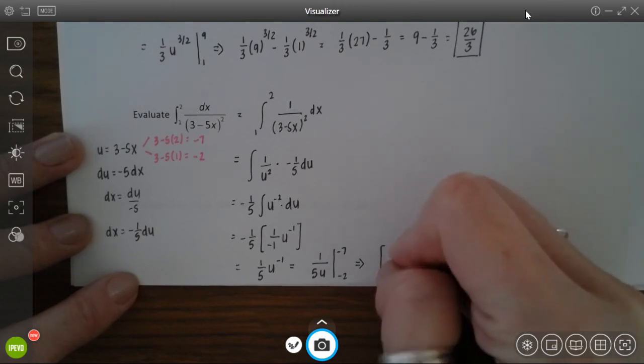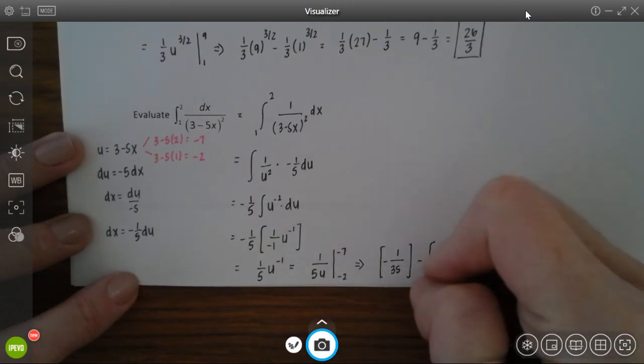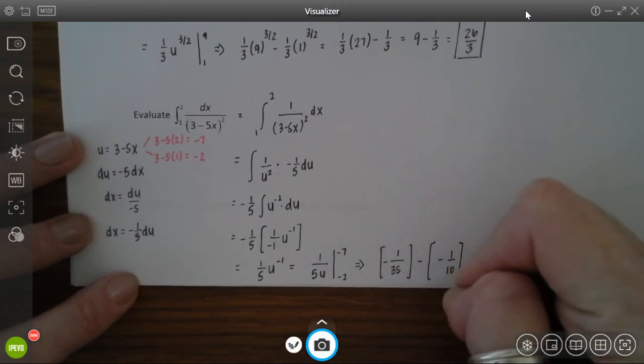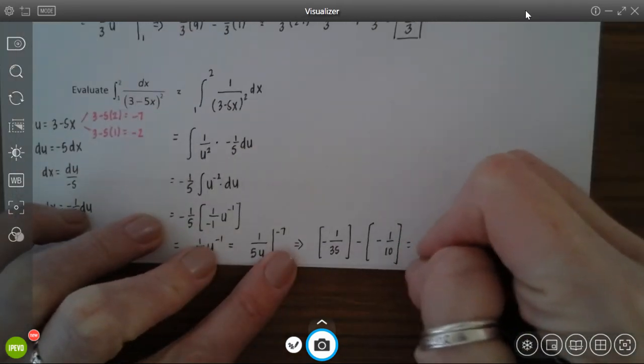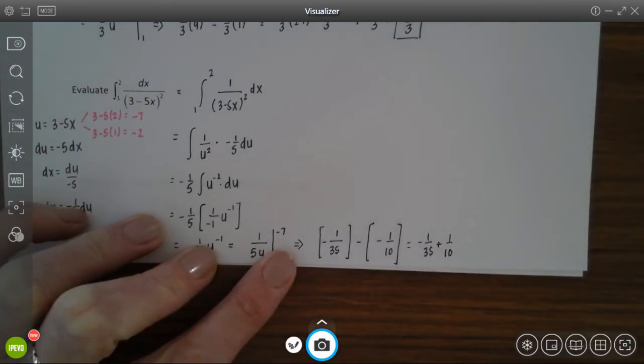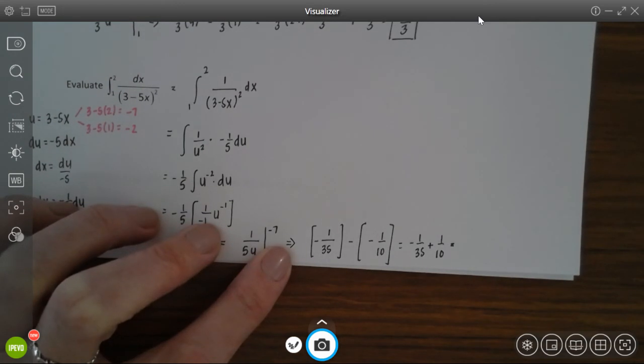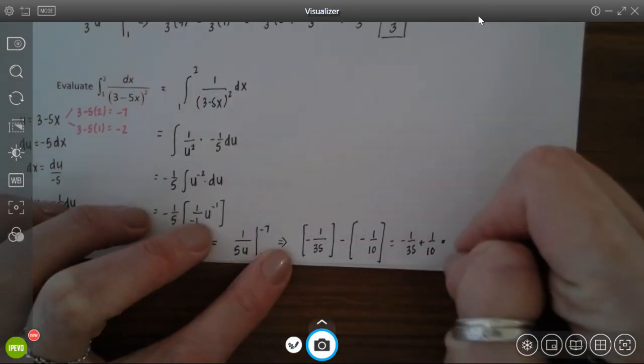So this is going to give me negative 1 over 35 as my first term. And then I want to subtract from that negative 1/10. That's going to be negative 1 over 35 plus 1/10. And then I'm just going to use my calculator here to help me out instead of making common denominators. So negative 1 over 35 plus 1 over 10 looks like that's going to be 1 over 14.